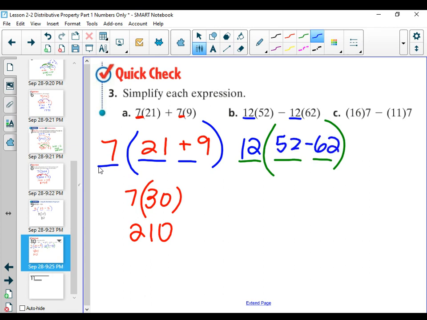52 minus 62. Be very careful. If you have $52 and you spend $62, the bank is calling to tell you you are negative 10. You owe the bank $10. Positive times a negative. When you have one of each, it's 120.